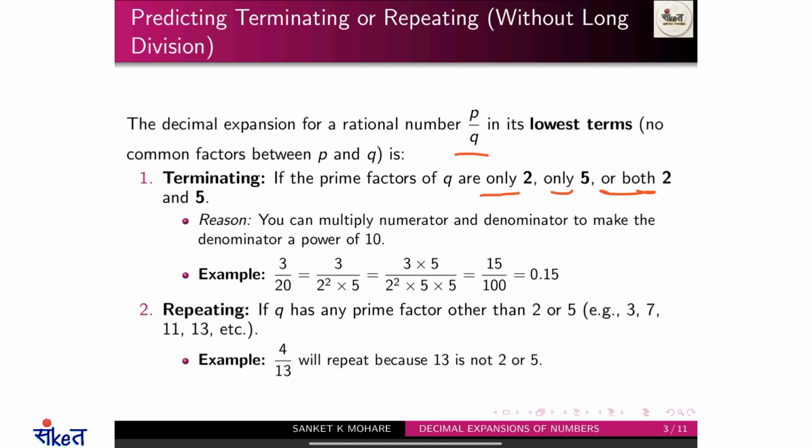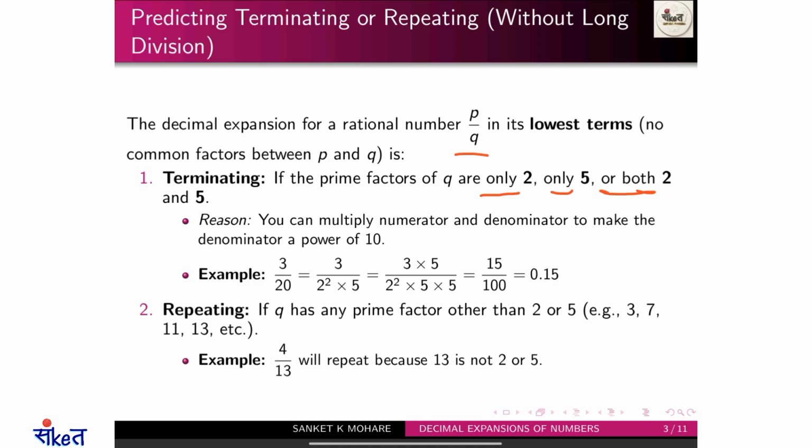Because we can multiply numerator and denominator to make the denominator a power of 10. If we multiply 2 by 5, we get 10. If we multiply 2 to the 5, we get 10. So whenever a factor is a multiple of 2 or a multiple of 5, we can easily convert the denominator into a power of 10. And that's why the rational number p by q becomes terminating.